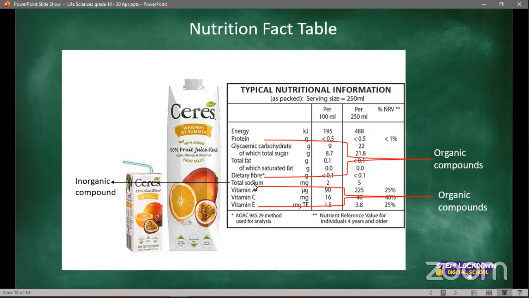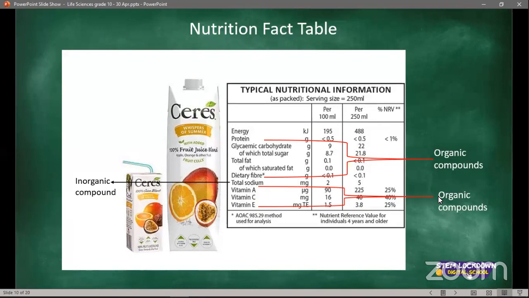And then there's total sodium. Total sodium is an example of an inorganic compound because it doesn't contain the element carbon. And we have vitamins, vitamin A, C, and E. Those are examples of organic compounds also. So this is how you read off your nutrition fact table. So you know that, okay, it comprises organic compounds and also inorganic compounds.